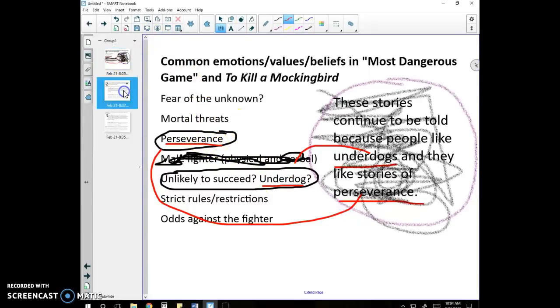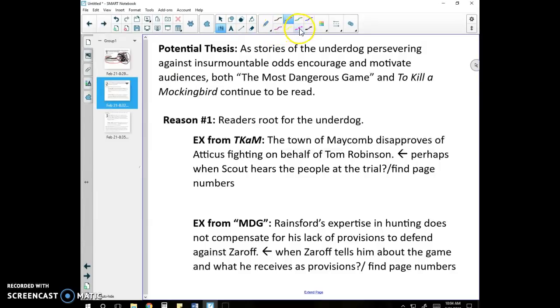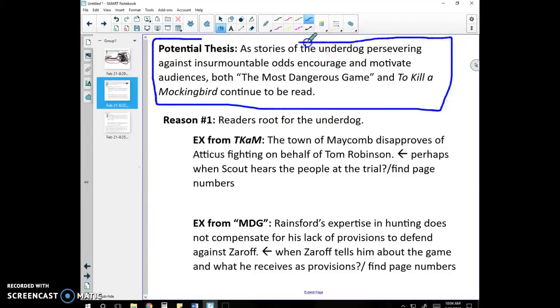So you'll notice that the actual thesis that I am sticking with is this right here. As stories of the underdog persevering against insurmountable odds encourage and motivate audiences, both The Most Dangerous Game and To Kill a Mockingbird continue to be read. So you'll notice I've got my two topics that I had on the previous page listed here. I've got this idea of underdog and then this perseverance, right? But I'm showing that it's not just persevering and underdog. I'm saying it's what the underdog does.